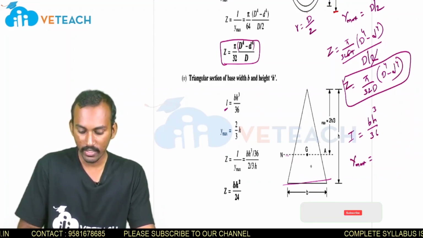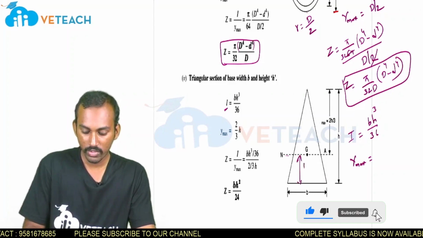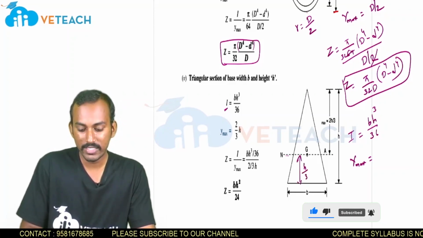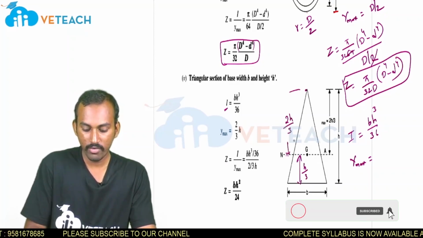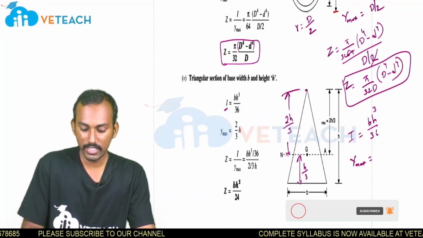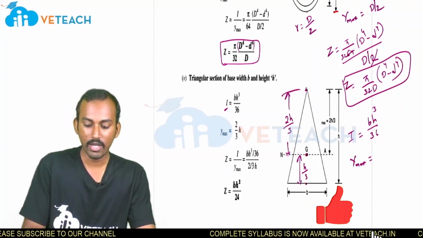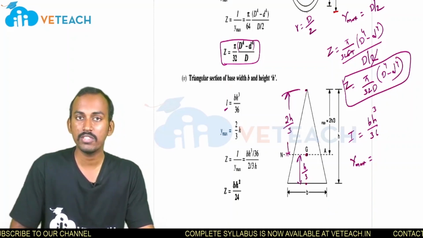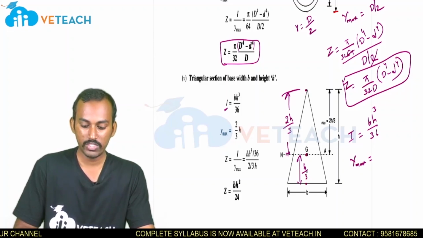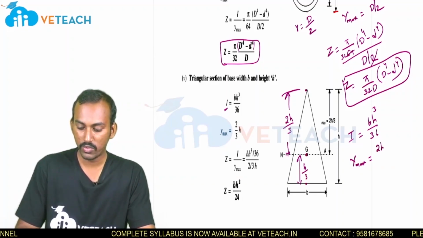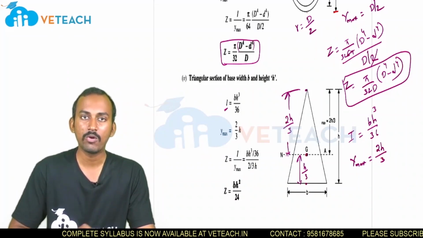So for the triangular section, what is the distance of the CG from the base? It is h by 3. What is the distance of the CG from the apex? It is 2h by 3. So here we have two y values. The distance of the CG to the bottom is h by 3, and the distance of the CG to the top is 2h by 3. So which y value do we have to consider? In the name itself it is y maximum, so whichever is maximum, that value we have to consider. So it is 2h by 3. This is the y maximum value that you have to consider.